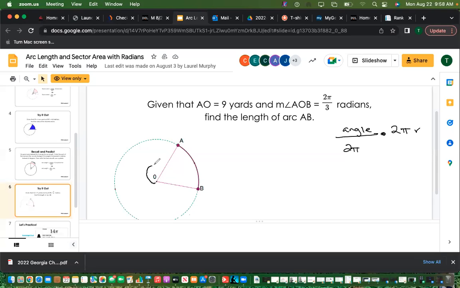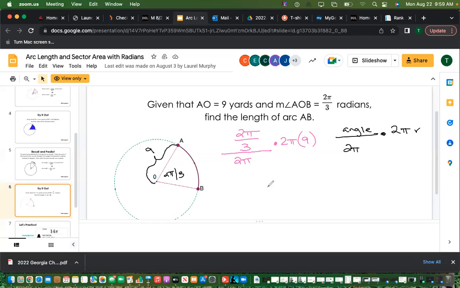And they tell us that AO is 9. And they tell us that this angle is 2 pi divided by 3. So again, all you're going to do is substitute in. And so this is going to give us 2 pi divided by 3, divided by 2 pi, times 2 pi multiplied by 9.